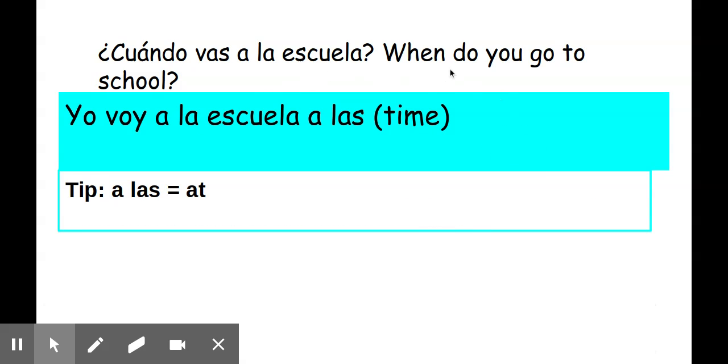¿Cuándo vas a la escuela? When do you go to school? This is in the tu form. So that means you have to change it to the yo form because you're going to say I go, which is yo voy a la escuela a las 6:30. Give me a time here. Remember that a las means at.